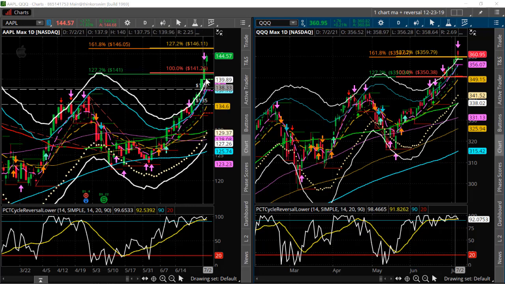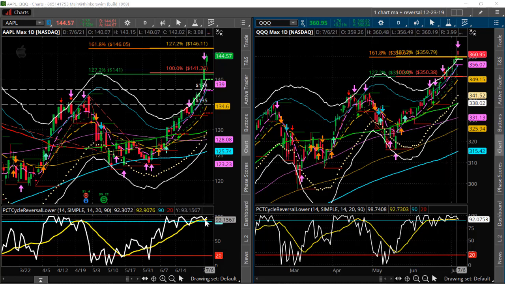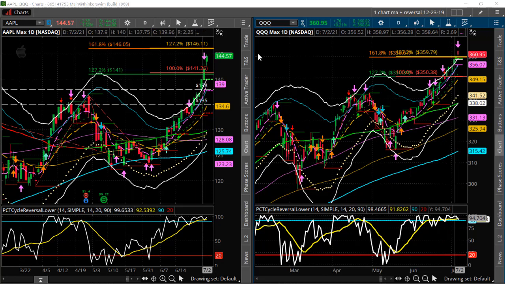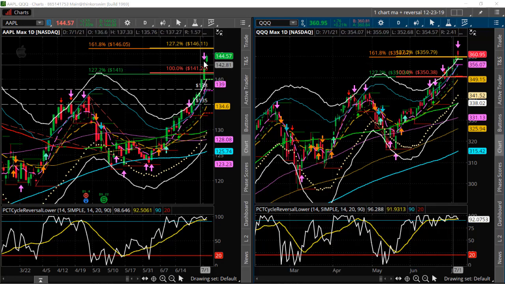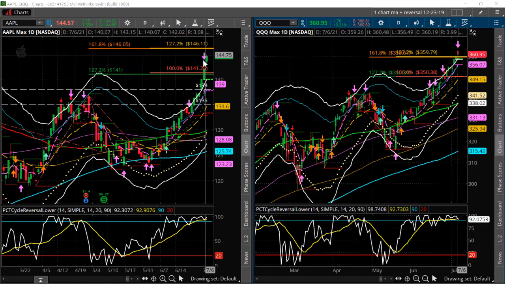That's over the 3 ATR, and this indicator below is my cycle reversal indicator that measures overbought and oversold. When the 14 period moving average of that indicator gets above the 90th percentile, that's an extremely overbought scenario. So Apple's overbought, QQQ's overbought, and Apple is almost 14% of QQQ and the most stretched of any of the stocks within the QQQ.